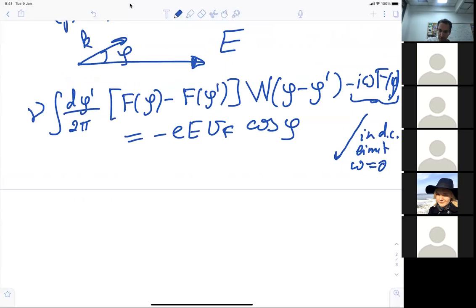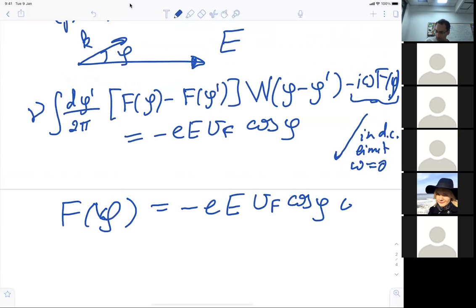So remember that in that case we had a solution f of phi equal to minus E times electric field times V Fermi cosine phi times tau transport. That was the case of omega equal to 0. So now let me change it. So omega is no longer equal to 0.